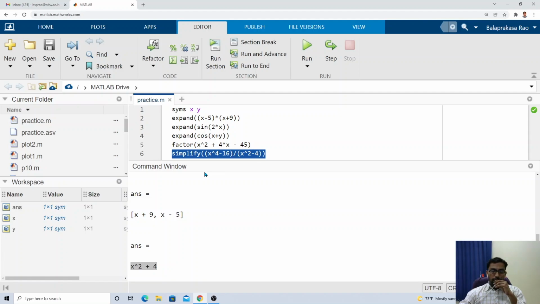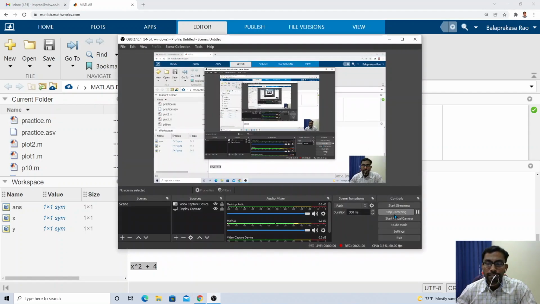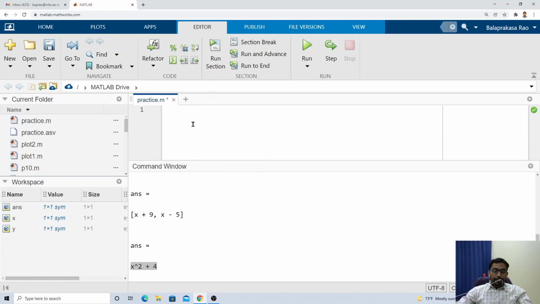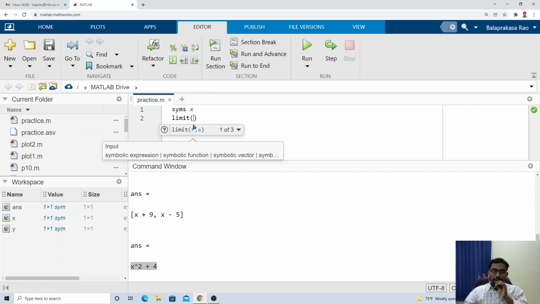Now let us move on to the calculus part. Matlab supports many inbuilt functions for limits, for calculus, for integration, and so on. Let me give a brief overview about these functions. Let us start with limits. Let us define a symbolic variable, syms x. Matlab has an inbuilt function limit. We can pass the symbolic equation to this limit function, and it will compute the limit.